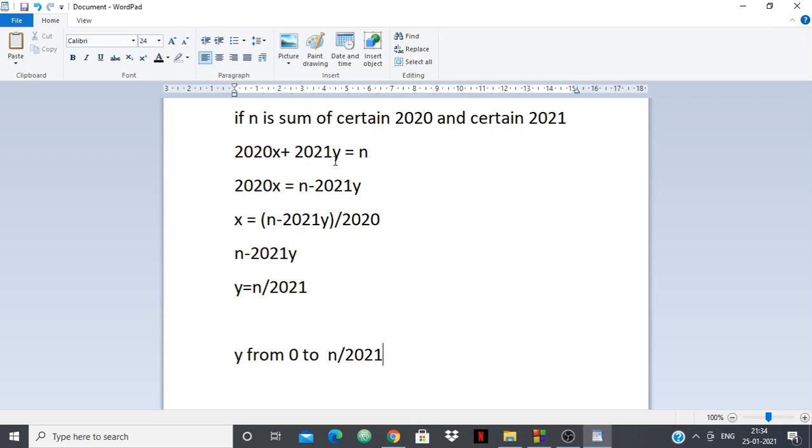Simply again, in a nutshell, I just took 2020x plus 2021y equal to n, the mathematical equation for our question. Then 2020x becomes n minus 2021y, and x will be (n minus 2021y) by 2020. And then I just put values of y from 0 to n by 2021 because this is the maximum value possible. And then I'm checking if x is possible or not. And for that, I'm dividing this term by 2020. If it is divisible, then yes. If it is not divisible, then no value is possible.